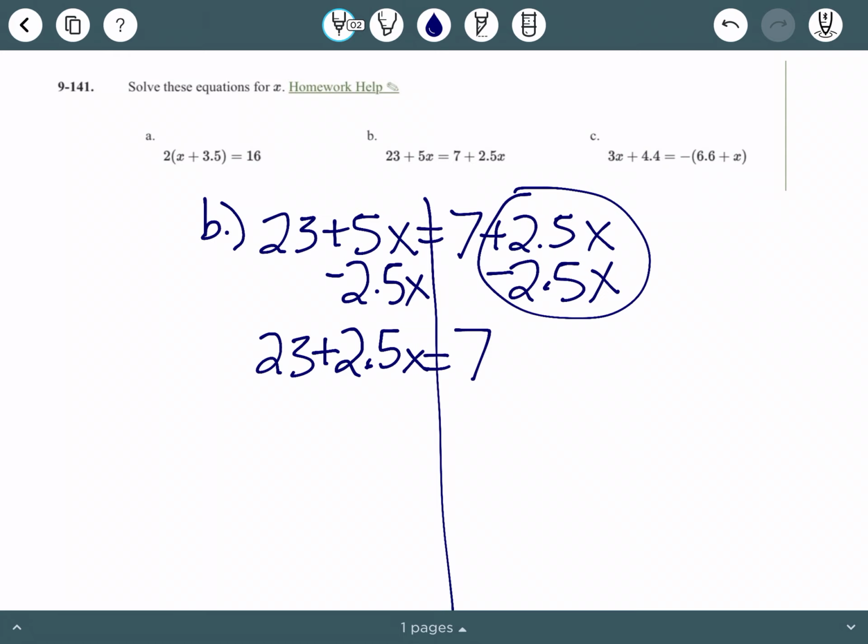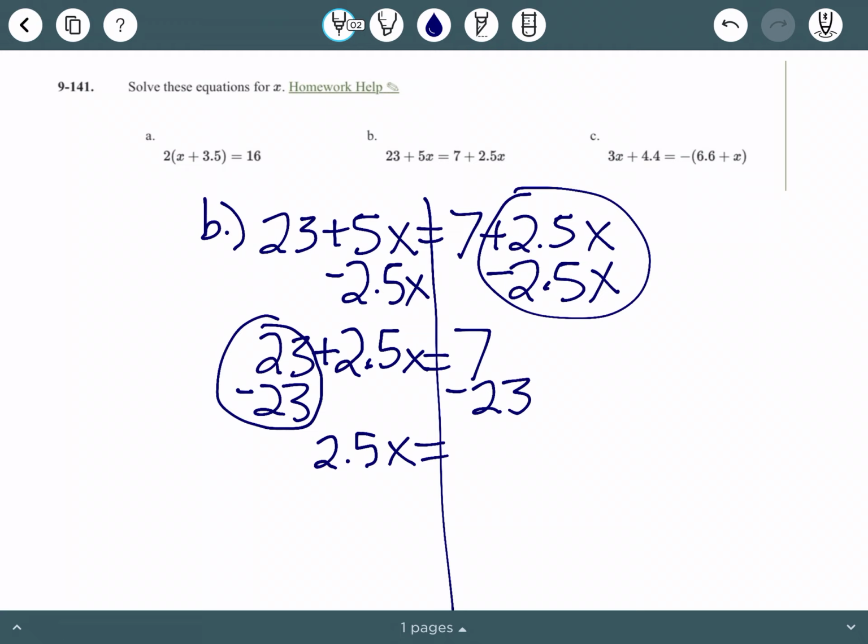All right, now I want to try to get that 2.5x by itself, so that means I'm going to have to remove this 23 by subtracting it. I get a 0 pair there, and I'm left with 2.5x on the left equals 7 minus, oops, not 27. 7 minus 23. We want to keep that equation balanced. So when we do 7 minus 23, we should get negative 16. So we have a 2.5x equals negative 16.